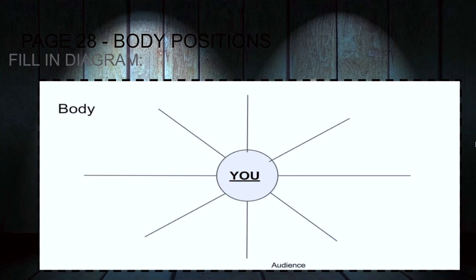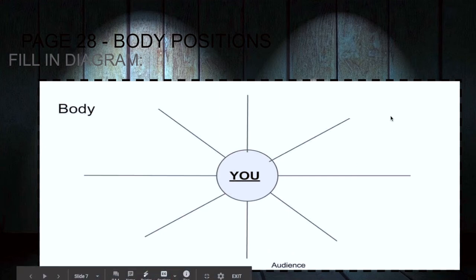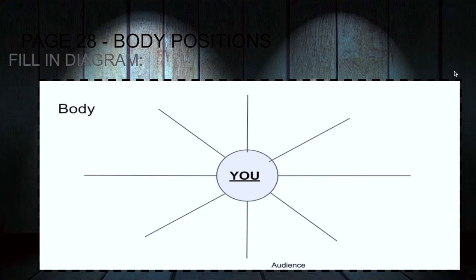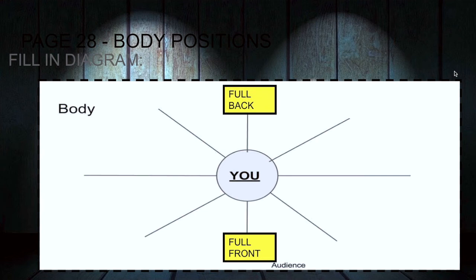Now, these are body positions or body angles. So we're looking at this diagram. Again, we are going to notice here at the bottom, that's the audience. So we are looking at it from the audience's point of view. This is how you angle your body. When you're facing straight towards the audience, that is called full front. When you face away from the audience, with your back 100% to the audience, we call that full back. You want to try to avoid full back, especially if you're speaking, because all your volume is going to go towards the back of the stage, as opposed to towards the audience.